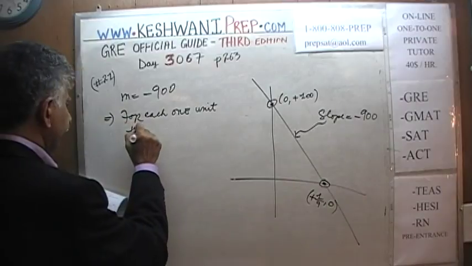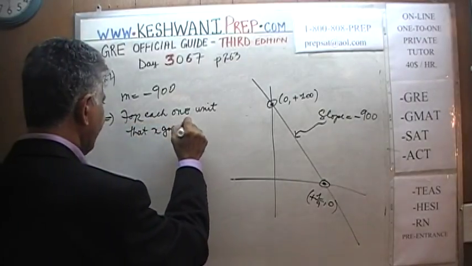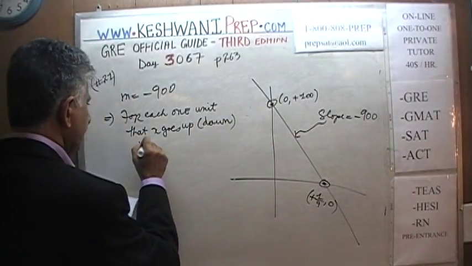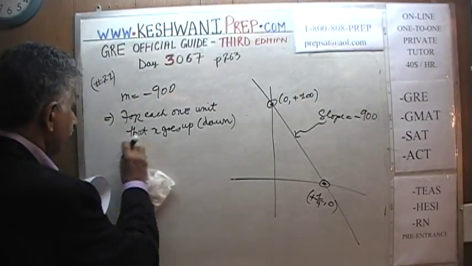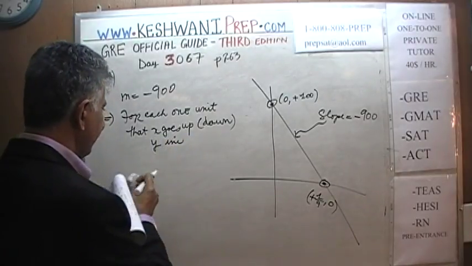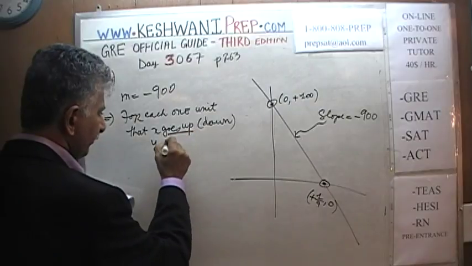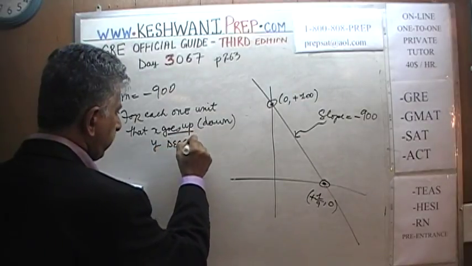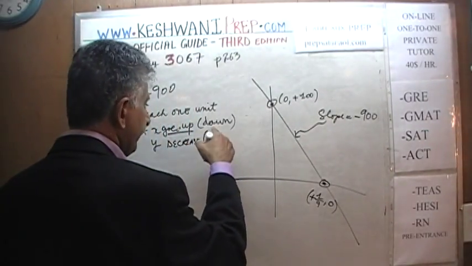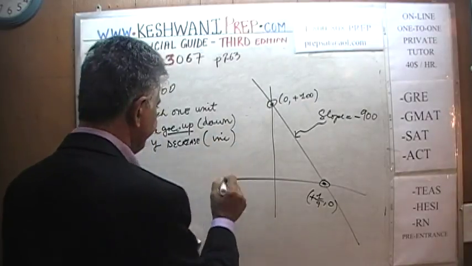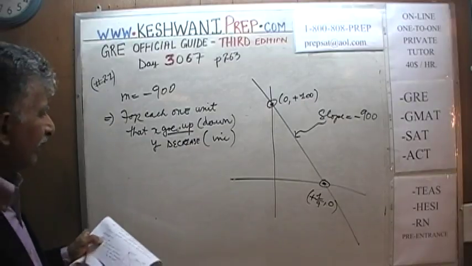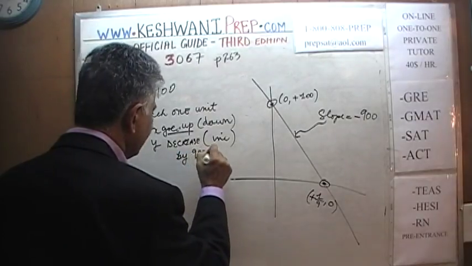for each one unit that x goes up or down, y increases, or sorry, if it goes up, then it should be decreased, because if this part says goes up, then this part should say decrease. Because they move in the opposite direction. How do you know that? Because the slope is negative. Or here, if it goes down, then this increases. For every one unit that x goes up, y decreases by 900 units.